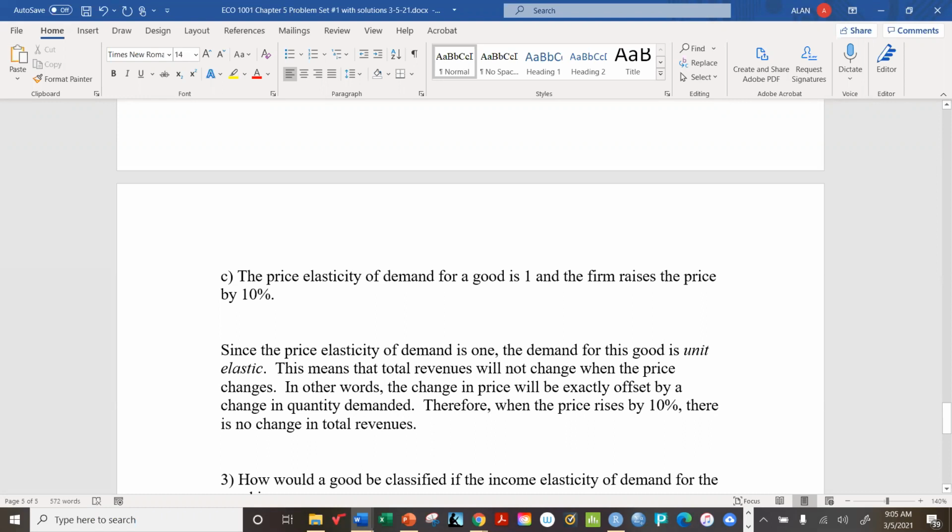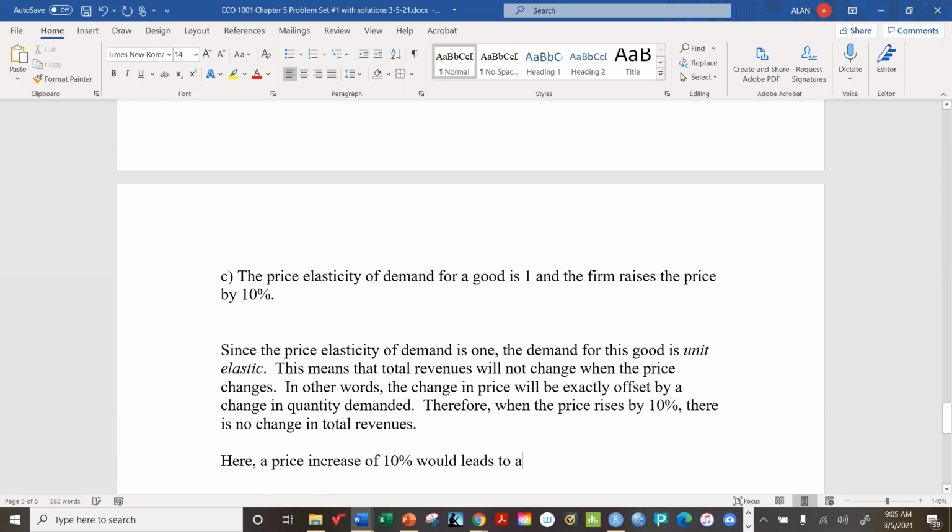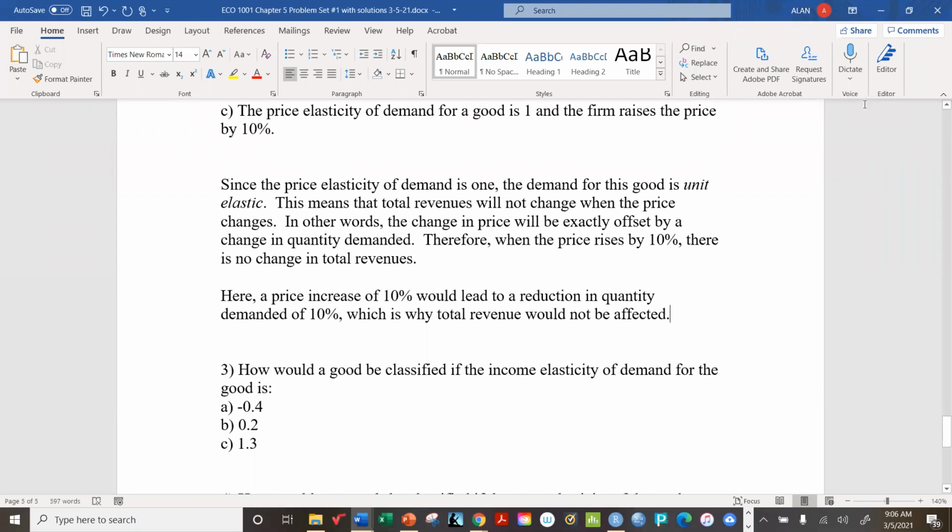Okay, so that's a bizarre case. Just remember that one is a special case. The other way to think about it though is that here, a price increase of 10% would lead to a reduction in quantity demanded of 10%, which is why total revenue would not be affected. And that's all you would need.